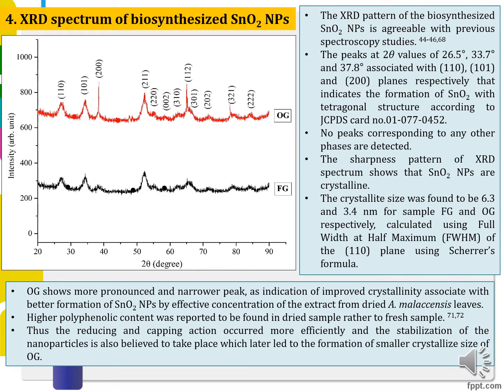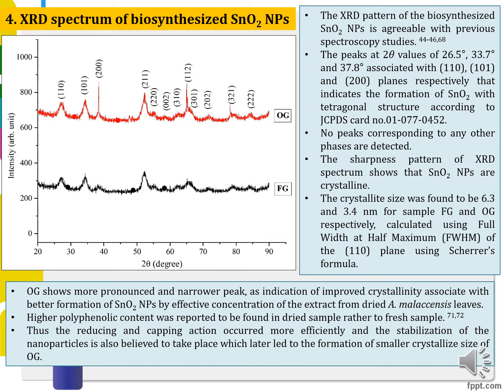The XRD pattern of the biosynthesized tin oxide nanoparticle is in agreement with previous studies. The peaks at 2 theta values and planes indicate the formation of tin oxide with tetragonal structure. No peaks corresponding to other phases are detected. The crystallite size was found to be 6.3 and 3.4 nanometer for Fg and Og respectively. Og shows more pronounced and narrower peaks as an indication of improved crystallinity associated with better formation of tin oxide nanoparticle. It is believed this is attributed to the effective concentration of the extract from dry leaf of agarwood.